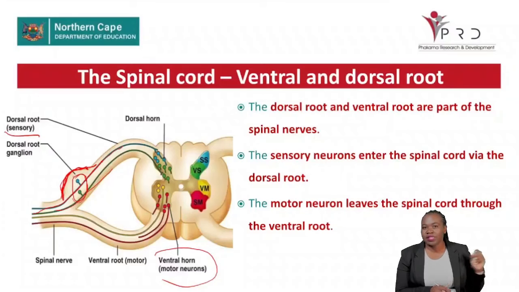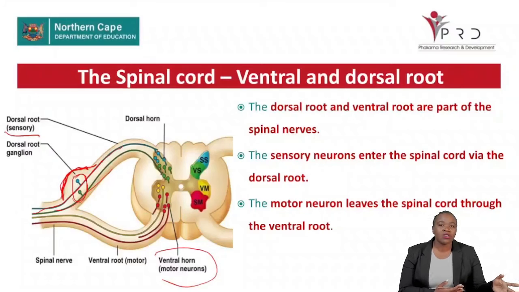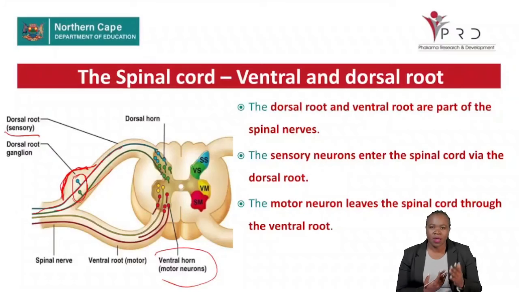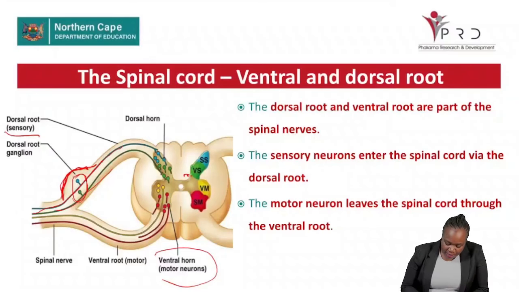Remember, the sensory neuron is coming from the receptors. It is receiving that stimulus from the external environment, and it is now transmitting it to the central nervous system. By central nervous system, we are referring to the spinal cord or the brain. Right, now within the spinal cord, we would then find the connector neuron, which connects the sensory neuron with the motor neuron.